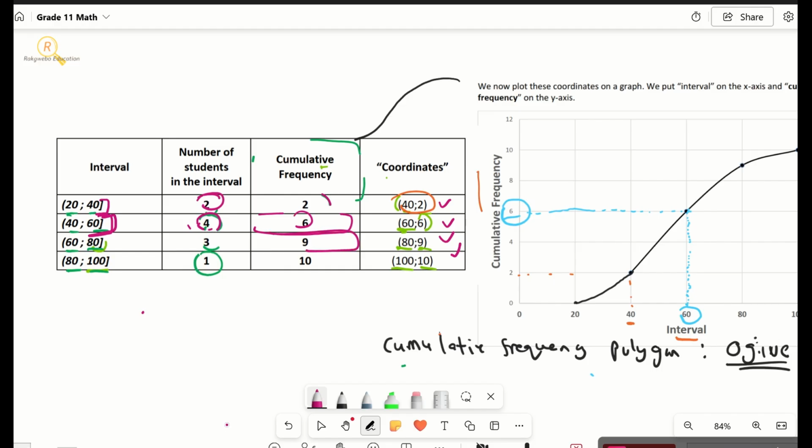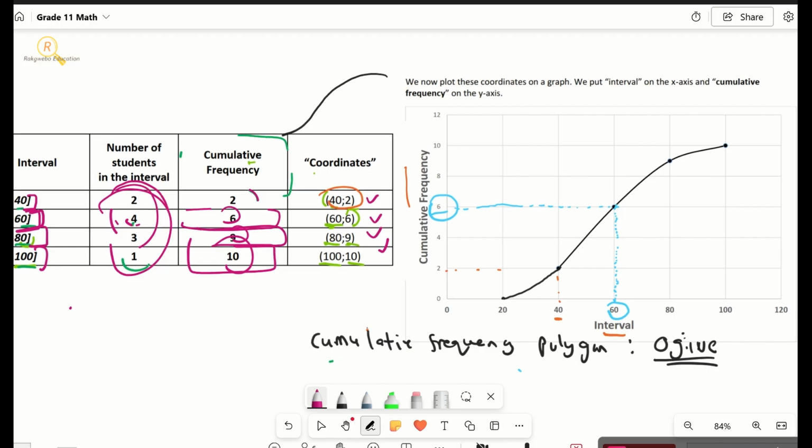Then in this cell, the number of learners who got a mark of 80 or less. That's 2 plus 4 plus 3, which gives us 9. Lastly, this cell we populated with the number of learners who got a mark of 100 or less. That's essentially all of this added together, which gives you 10. And then we eventually drew this cumulative frequency graph.